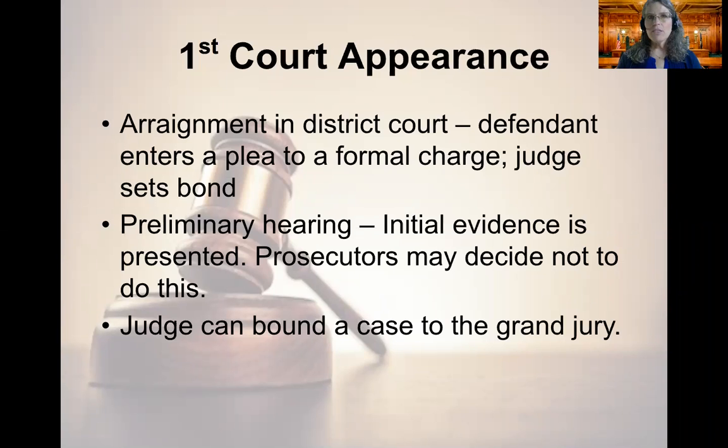Sometimes at the arraignment, the judge might set a bond as well. That's probably where the judge might have reconsidered the initial bail amount that was set, and this is where they might ROR somebody or lower the amount.